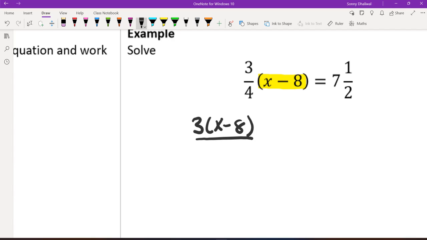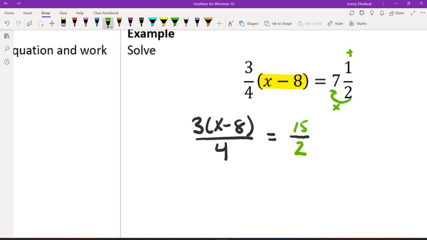Then I'm going to put the 4 underneath like this. So really highlight what's on the top, what's on the bottom. Just rewriting it into a more friendly form. Okay? Then while I'm rewriting this, I'm going to rewrite this mixed fraction we have here as well, into an improper fraction. So what would the numerator for this improper fraction be? Yeah, 15 over 2. Thank you. We multiply, then we add. So 7 times 2, 14. Add the 1, 15 over 2.